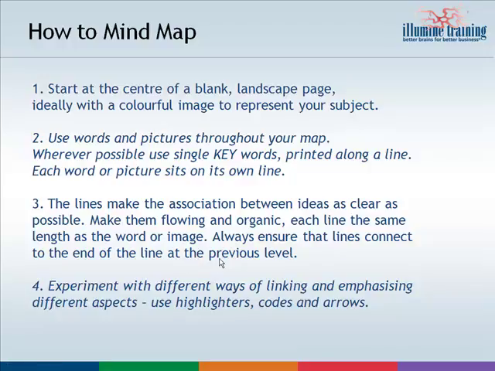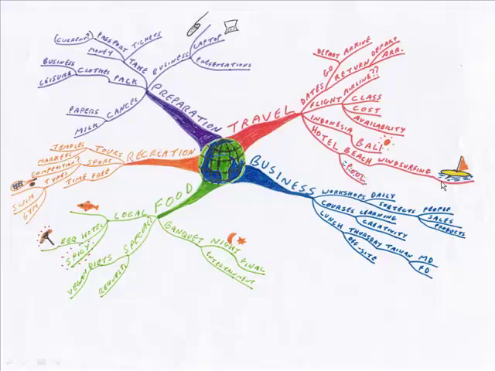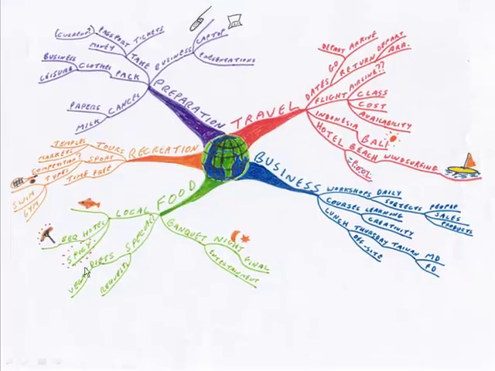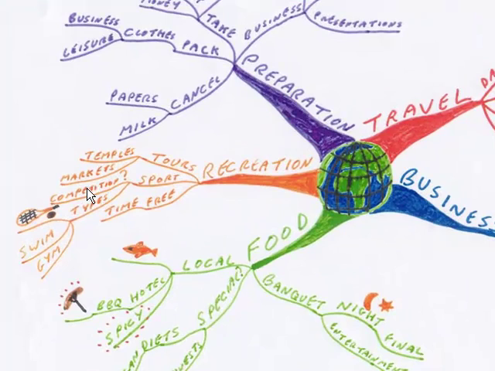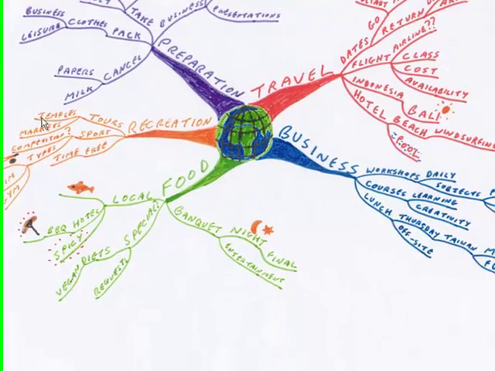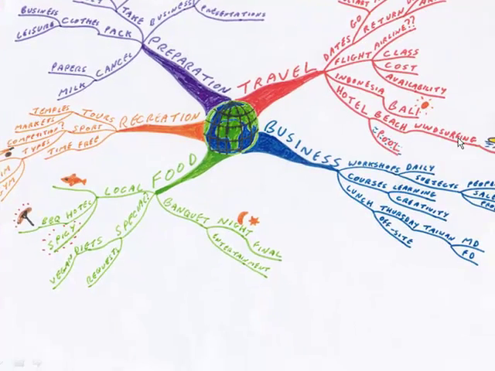You can then start to experiment with different ways of linking and emphasizing different aspects. So for example, if I wanted to link something here to something over here, I may draw an arrow that links them up, or I may use a highlighter to represent the fact that there is some commonality between items that are here and over here.